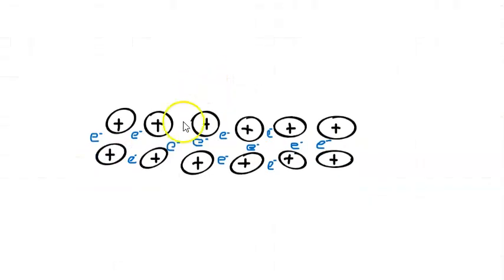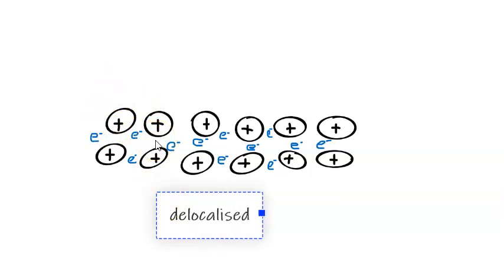And the thing that's different about metals compared to ionic compounds and molecules is that these electrons are delocalized. Delocalized means that they are not restricted to just 1 atom or 1 bond. So that means that these electrons can actually move all throughout this substance here.